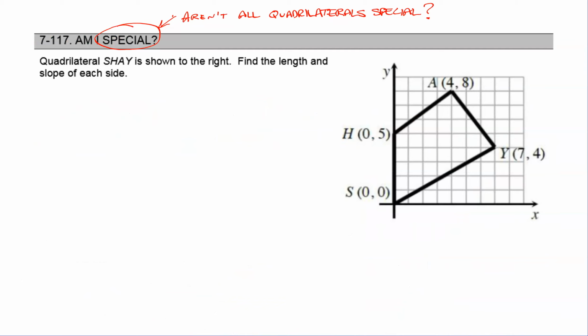Okay, so back to question 7-117. Quadrilateral SHAY, S-H-A-Y, is shown to the right. Find the length and slope of each side. We've already done this on the previous page, so I'm going to try to rip through the four sides of this quadrilateral and those calculations pretty quickly. Let's start with segment SH.